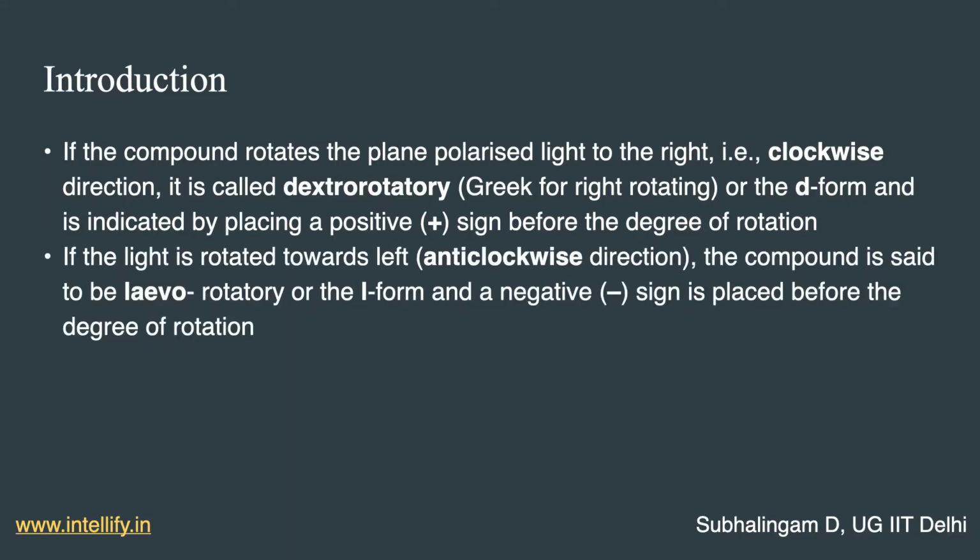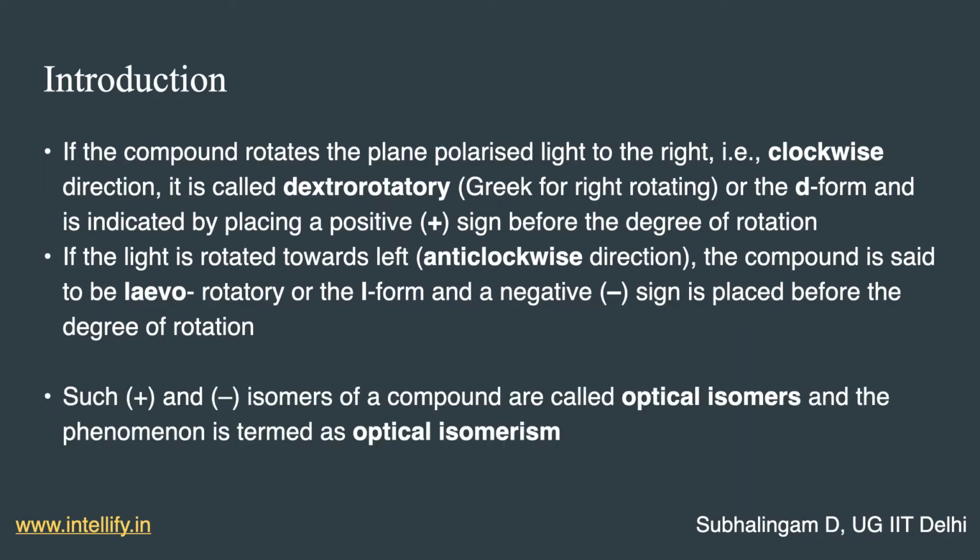If the light is rotated towards the left, which is the anti-clockwise direction, the compound is said to be levorotatory or l form, and a negative sign is placed before the degree of rotation, for example minus 5. Note that d and l are in small letters. The capital D and capital L mean something different, which we will not be looking at now. So we are using small d and small l for denoting dextrorotatory and levorotatory, and plus and minus signs respectively. Such plus and minus isomers of a compound are called optical isomers, and the phenomenon is termed optical isomerism.